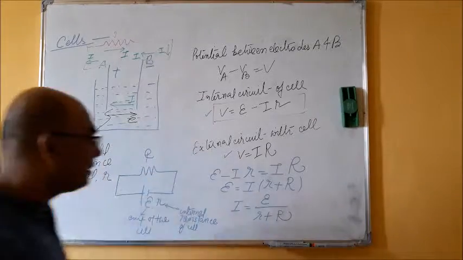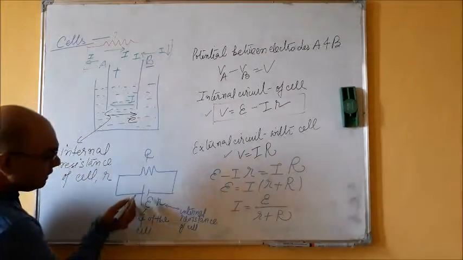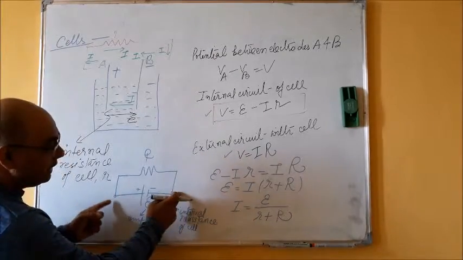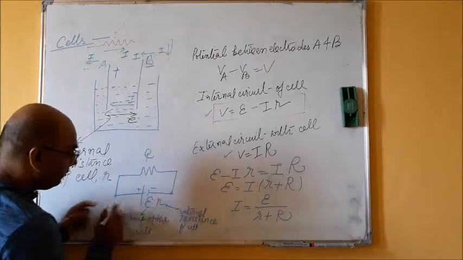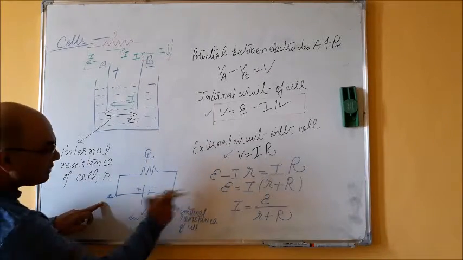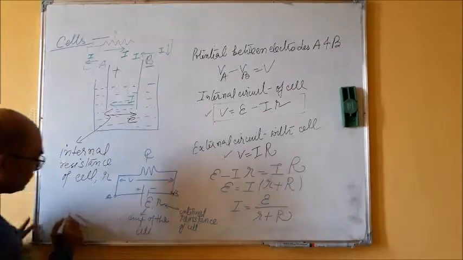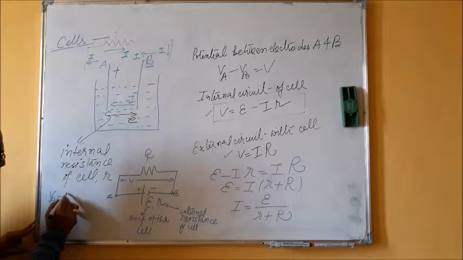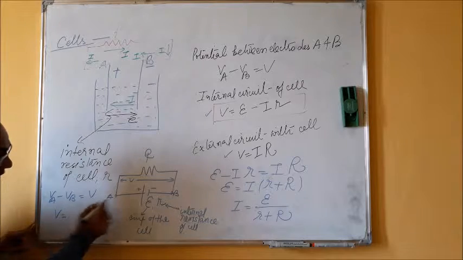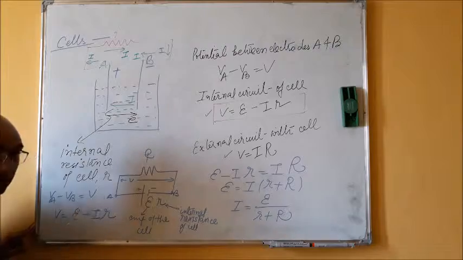So this can simply be represented by this, and since this is the positive plate and this is the negative plate, the voltage across these two points can be written as VA minus VB. Suppose this is A and this is B, so this can be written as VA minus VB, or simply V. And what is V? From positive to negative, V can be written as E minus Ir, right?